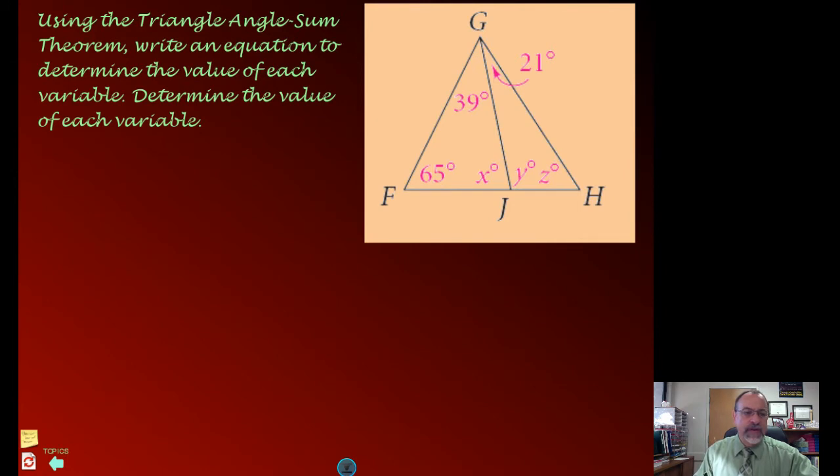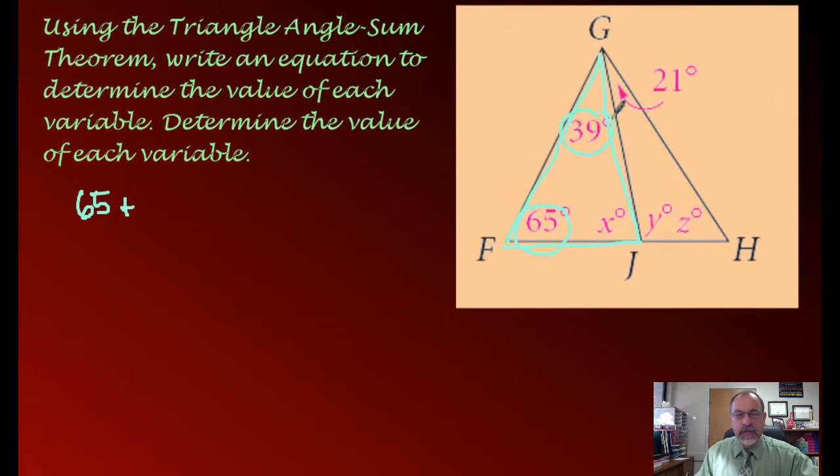So let's go ahead and find the values of these variables, and let's apply that triangle angle sum theorem. So I think the easiest one to start with would be this one, because we know two of the angles and we're only missing the one, so we can go ahead and do that. So I know then that this angle here, which is 65 degrees, plus this angle here, which is 39 degrees, plus this angle here, which is x, they're always going to add up to 180. Now I skipped a step there. What step did I skip? I didn't write my geometric equation.